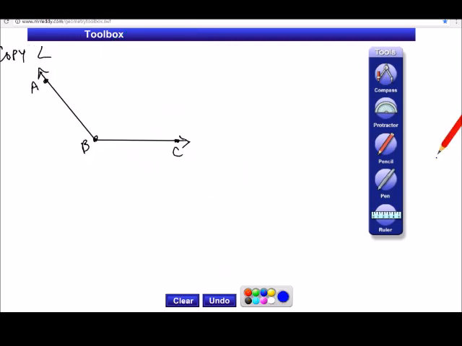We are going to copy an angle using constructions, and we know that angles are made up of two rays that share a vertex. So the first thing I'm going to do is simply draw a ray. And here's my vertex. Now we are going to use our compass to measure a distance. We are going to put our compass on our vertex and simply draw a circle.